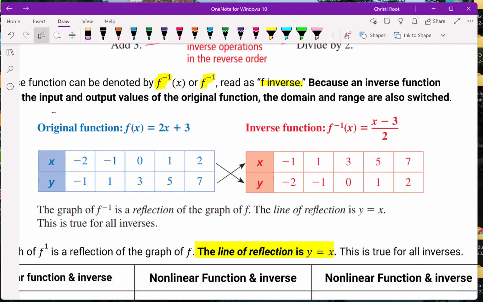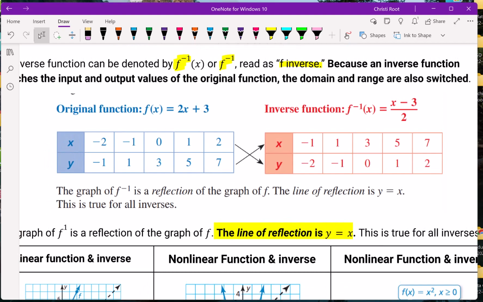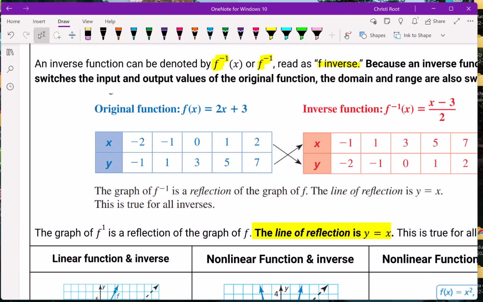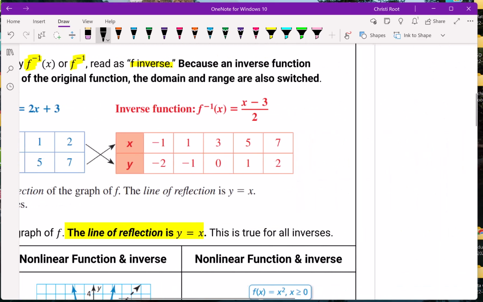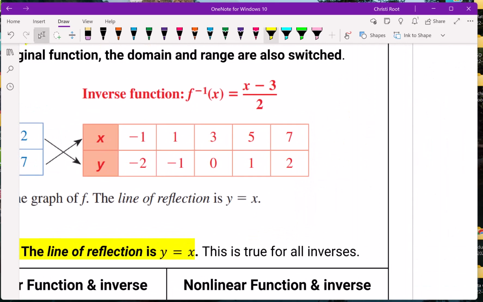Now, here's something really important, and it was in that first video that you watched. It says, because an inverse function switches the input and the output. So it switches the input and output. That is your x and your y values. It also does the same thing to your domain and your range. So if you have a domain, that's going to be the range for your inverse, and vice versa. So the domain of your inverse is the range of your original function.